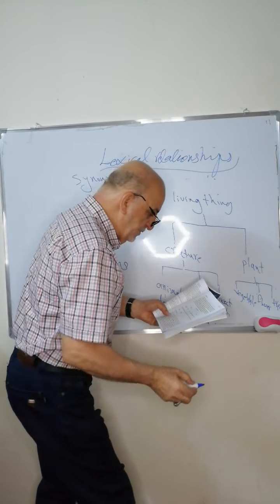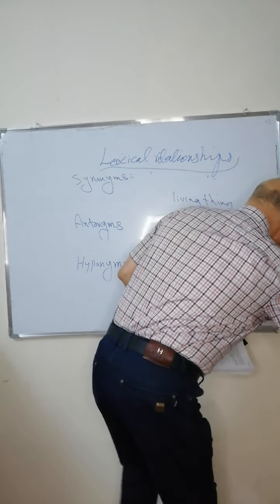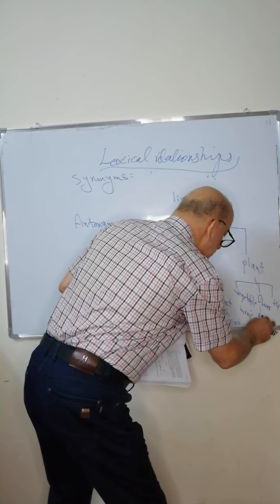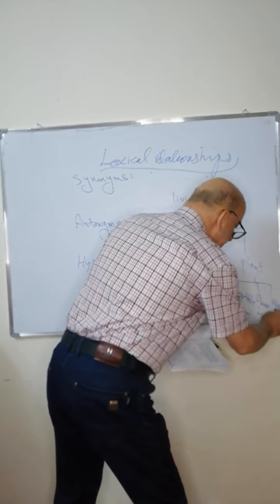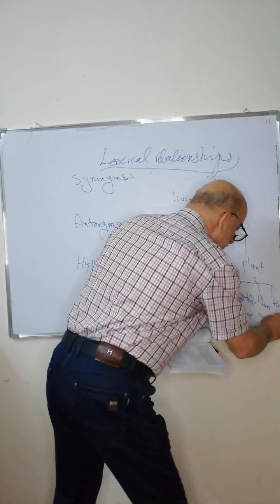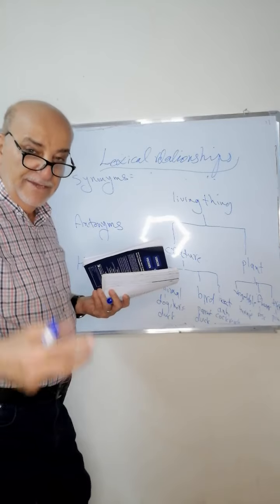So what about vegetables? We put turnip. A flower, we put rose. And then under tree we have pine. Pine, vine.